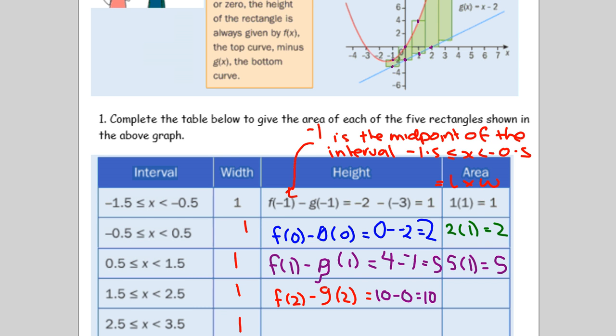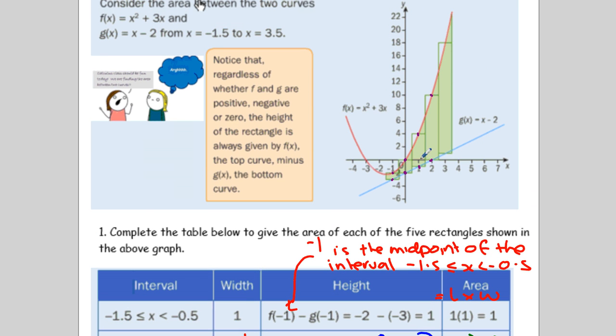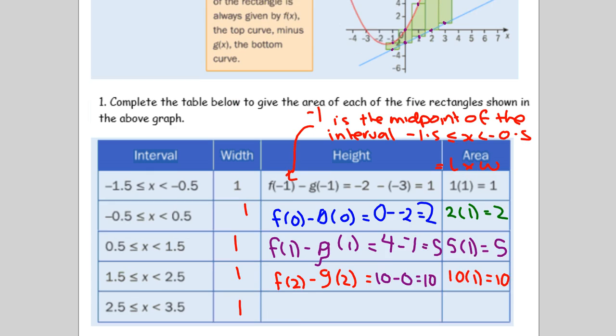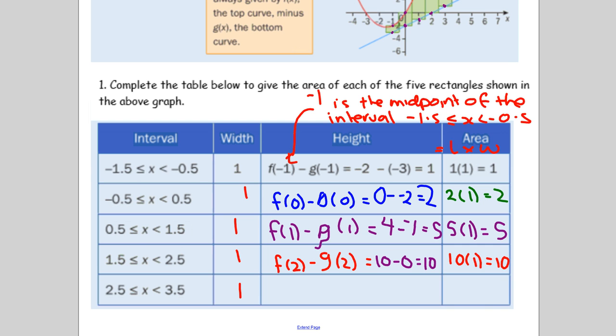And then 10 times 1. And then the last one, what's the midpoint of that interval? 3, yeah. So go across to where x is 3, and f of 3 will be 18, and g of 3 did you get as being 1? Yeah. Great.